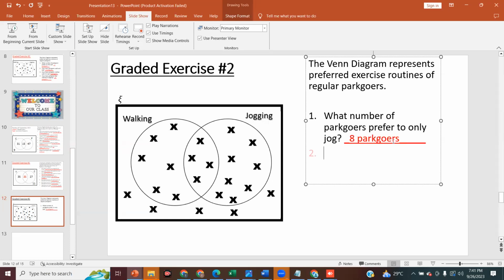Next, number 2. So we know it's 8 park goers. Why? Because we counted 8. And like I said, each one of those X's counts for 1. All right. So the rest of these I'm going to let you do by yourself. I'm just going to ask the questions and you're going to do it by yourself. So how many park goers walk and jog? How many park goers walk and jog?